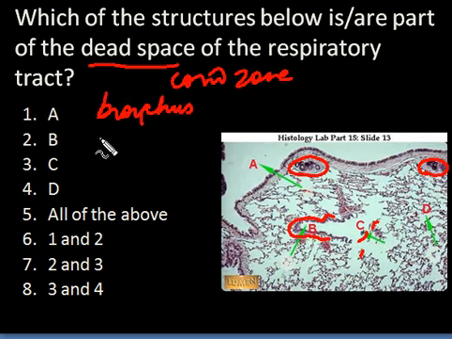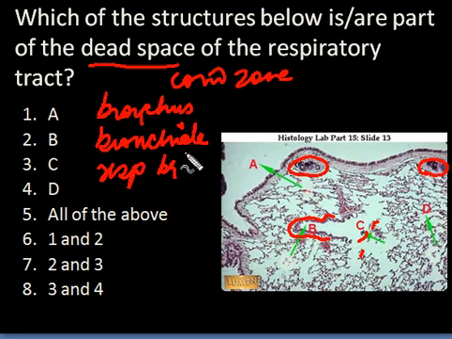So B is a bronchiole. You could also call it a terminal bronchiole. You can't tell, because terminal bronchiole depends on the size. C is a respiratory bronchiole. And then D points to this air space here, which is an alveolus.